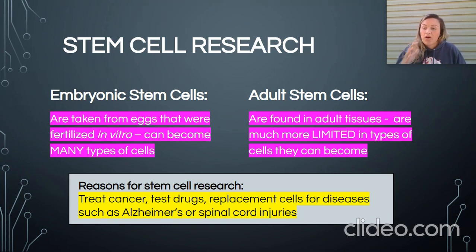But the reason for all of this different stem cell research is that we can use it to treat cancer, we can use it to test drugs, we can use it as replacement cells for diseases, things such as Alzheimer's or spinal cord injuries. And that is why stem cell research is so incredibly important. This whole idea of biotechnology and all these different things that we can do with our genes and our cells has opened so many doors to medical advances.